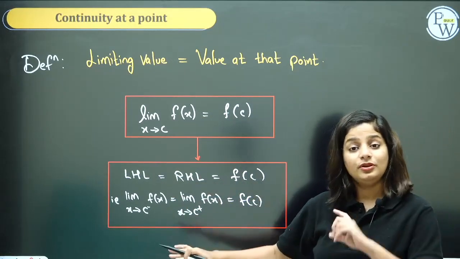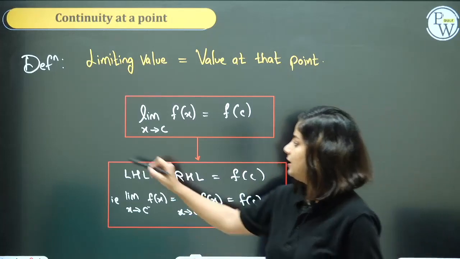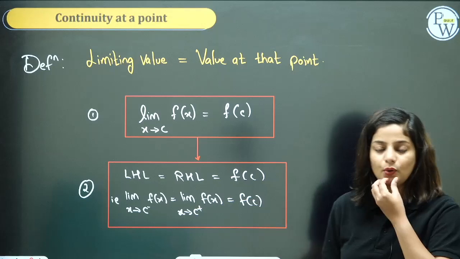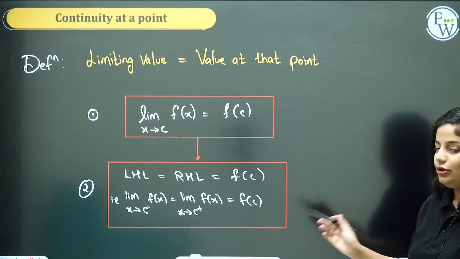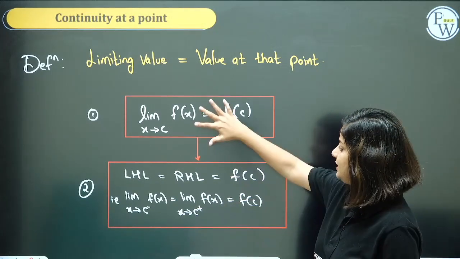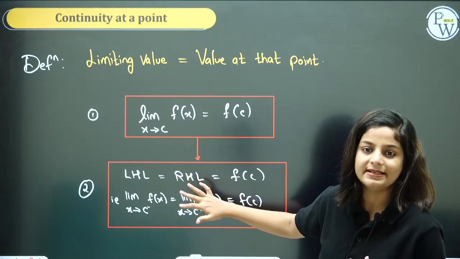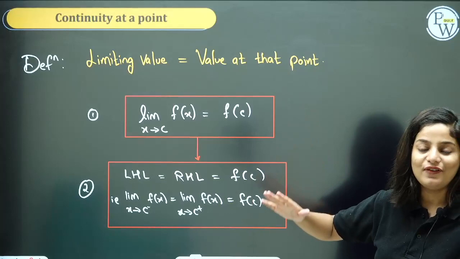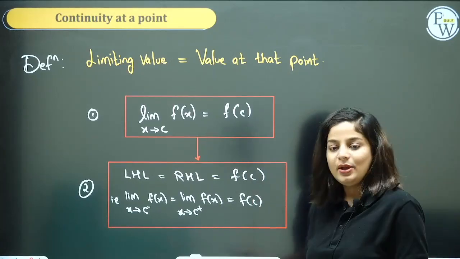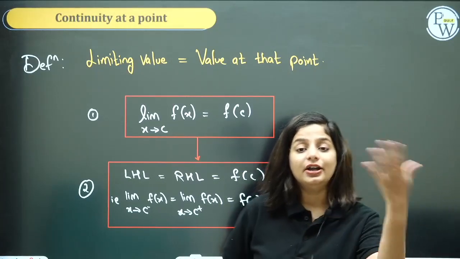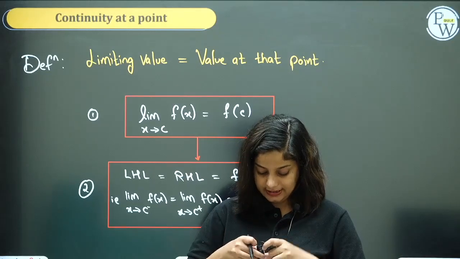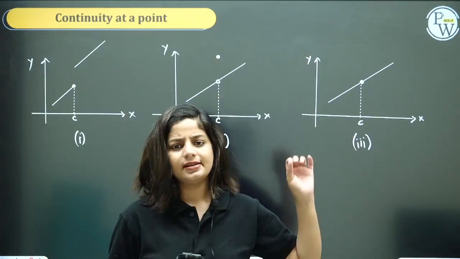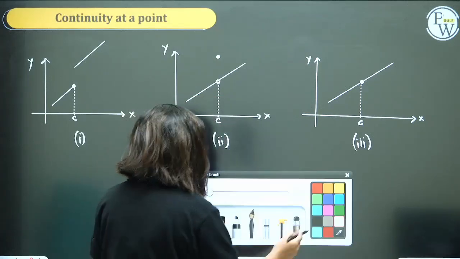Now your question will be, ma'am, which formula to use when? When to use the first formula and when to use the second formula. So I'll tell you in the questions when to use the first, when to use the second. But these two formulas are essentially one and the same thing. When LHL is equal to RHL is equal to the value of the function at that point, we will say that the function is continuous. So let's go back to this diagram and try to understand the theory.